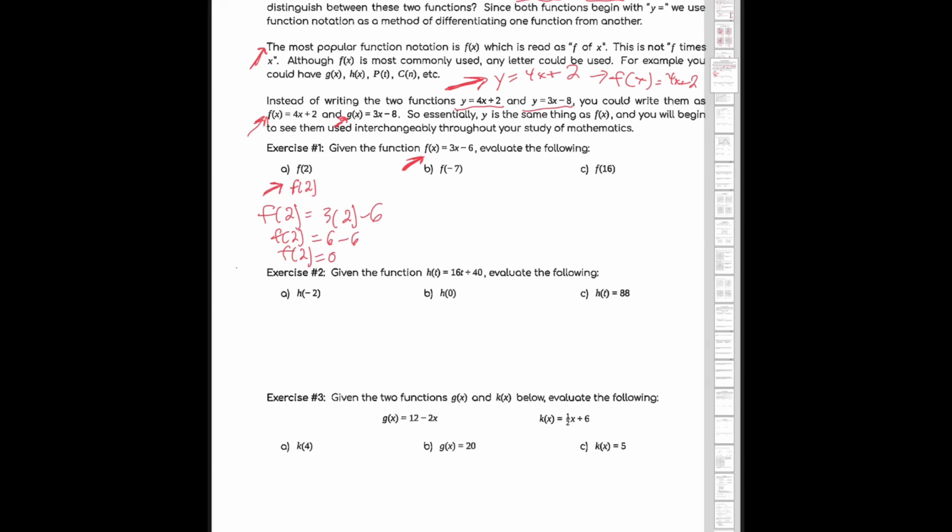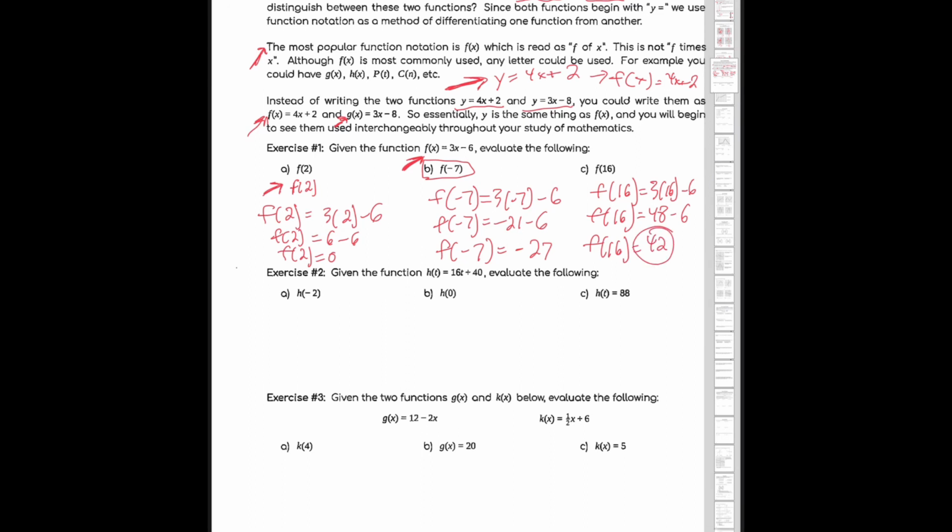Let's do negative 7. F of negative 7 would equal 3 times negative 7 minus 6. And again, we would get this, and then f of negative 7 equals negative 27. So once again, all this means is what do we get when we plug that number in. Lastly, we have f of 16, which gives us 3 times 16 minus 6. If we do 3 times 16, we get 48 minus 6, which gives us 42.